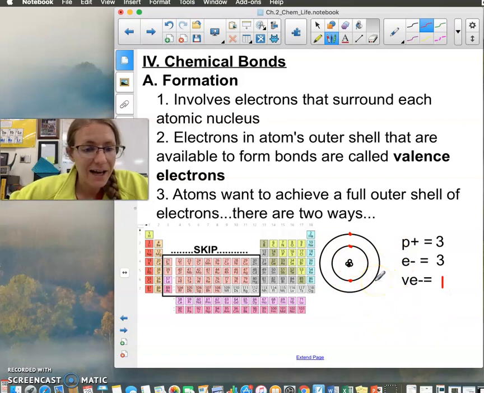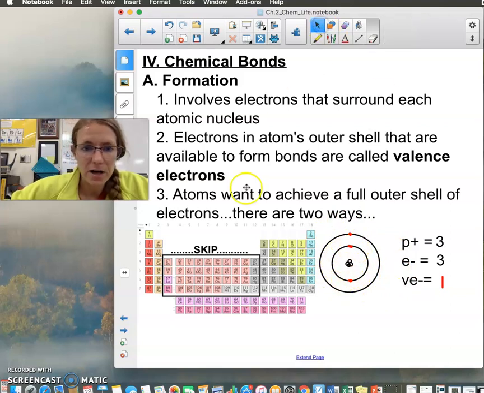This element is going to be highly reactive because it needs 8 to be fulfilled. I need to fill this outer energy shell. That's what atoms want to achieve. They want to be full, okay? So this atom or element is going to be highly reactive because it's going to do everything it can to get rid of that 1. So that way this shell disappears and you are left with a full outer energy shell, in this case 2.